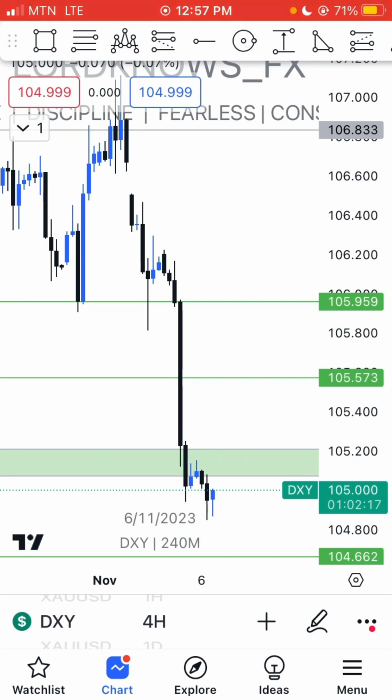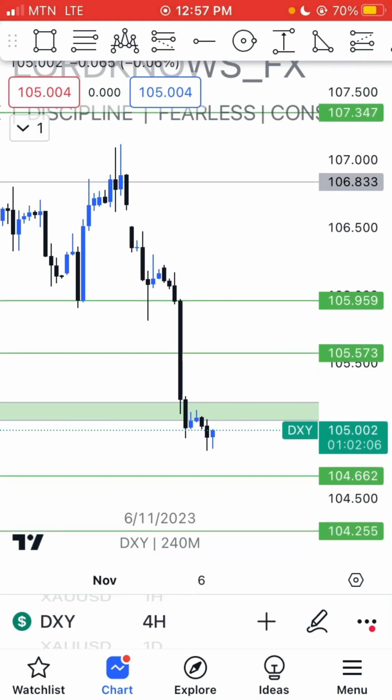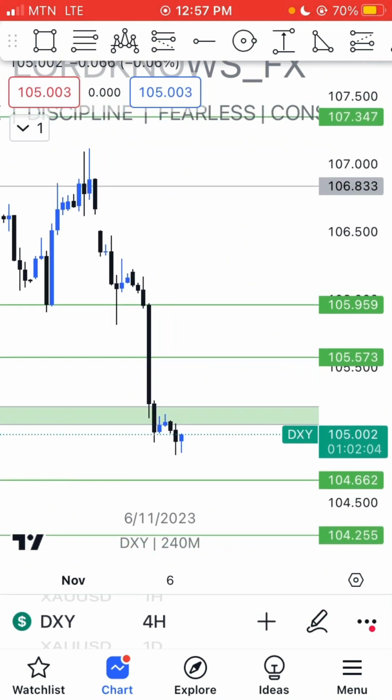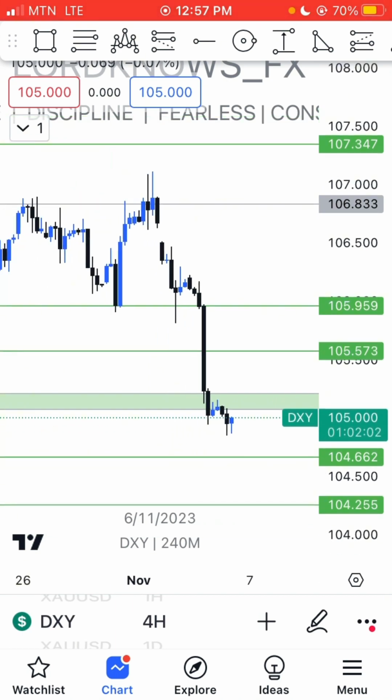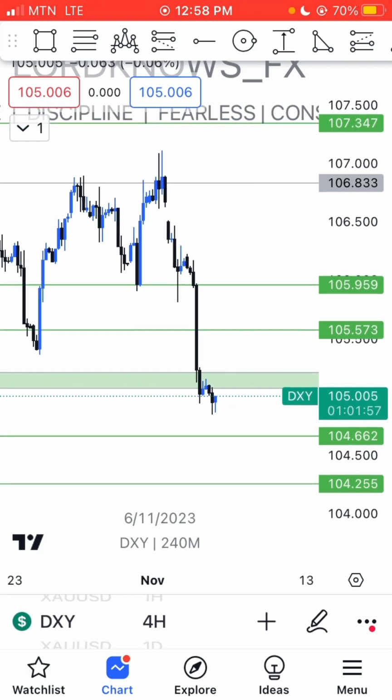Okay. So with the DXY, it's a feature. It's sort of the dollar index. Okay, so it shows how strong or weak the dollar is. So when DXY is selling, meaning the dollar is weak. When DXY is buying, meaning the dollar is very strong. So you see what I'm talking about.